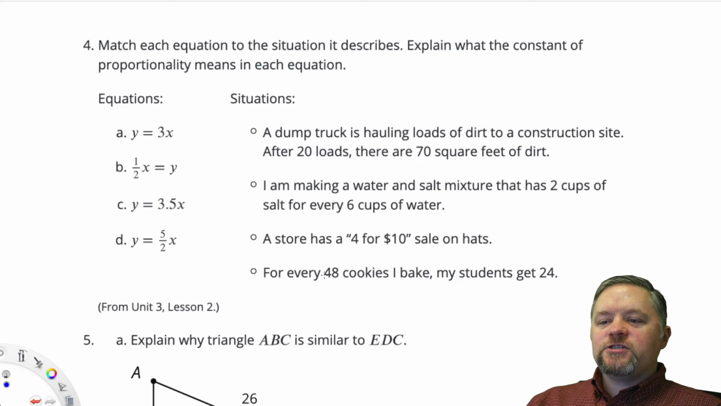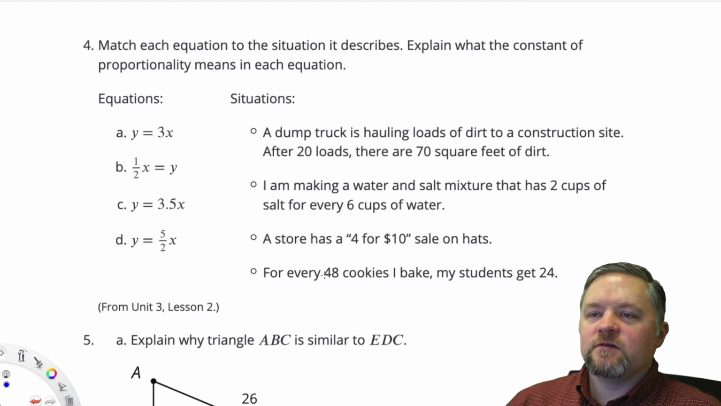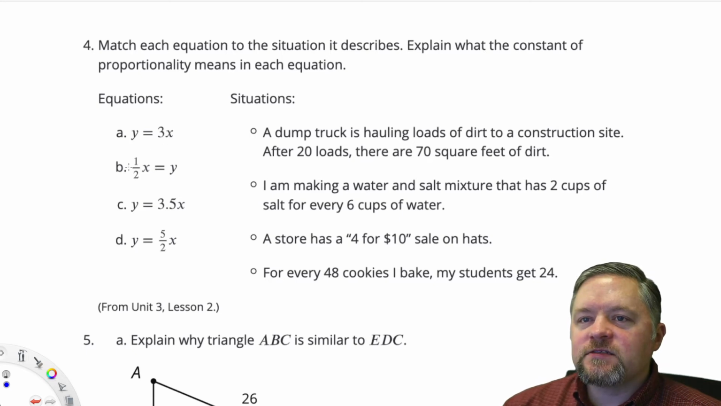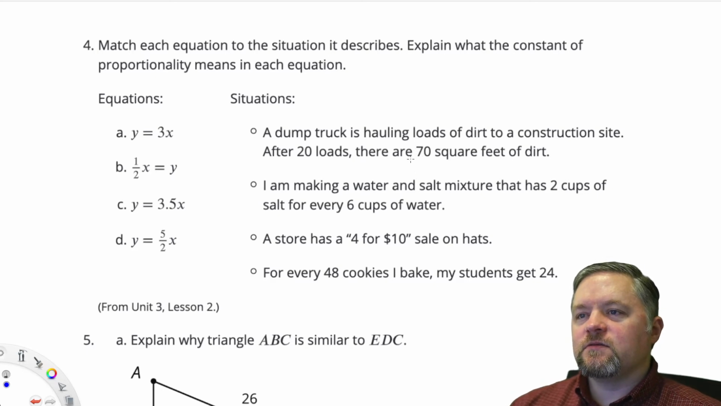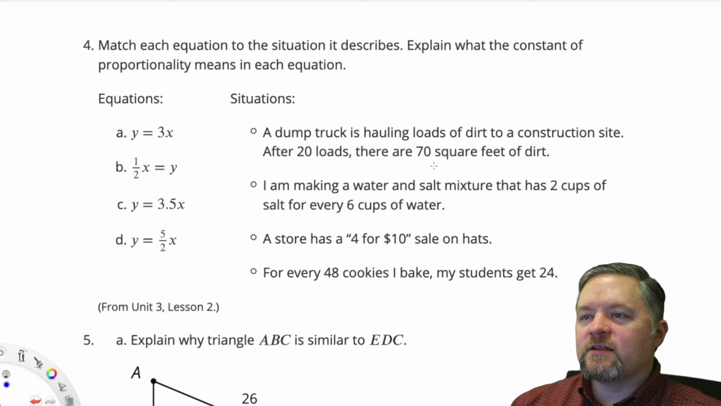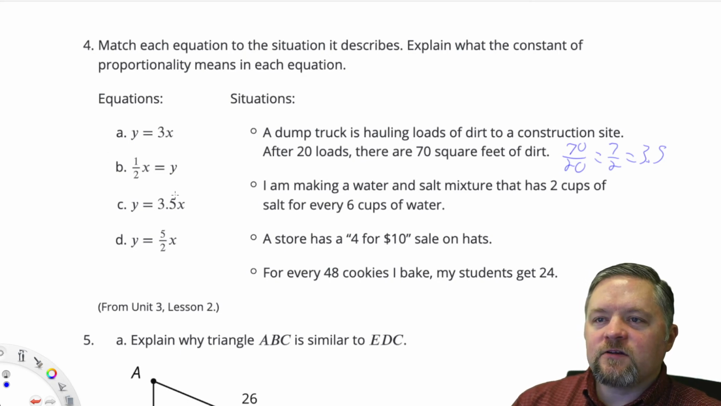Match each equation to the situation it describes. Explain what the constant of proportionality means in each situation. Y equals 3x, y equals 1/2 x, y equals 3.5x, y equals 5 over 2x. A dump truck is hauling loads of dirt to a construction site. After 20 loads, there are 70 square feet of dirt. So this is the unit rate. The constant of proportionality would be 70 over 20, because it's 70 square feet per 20 loads, which is 7 over 2, which is 3.5. So that goes with C.